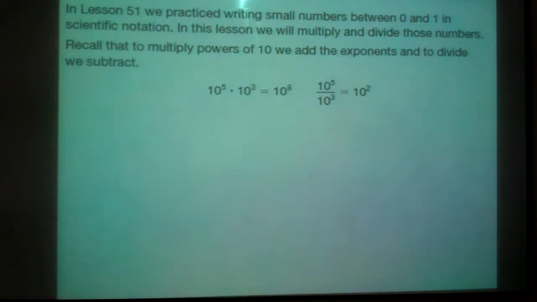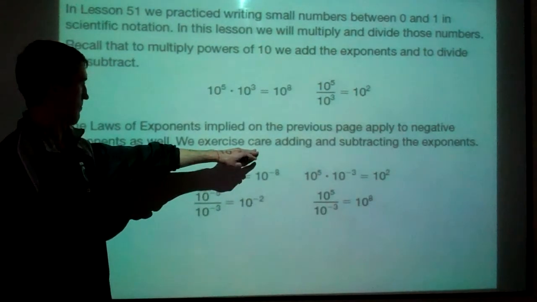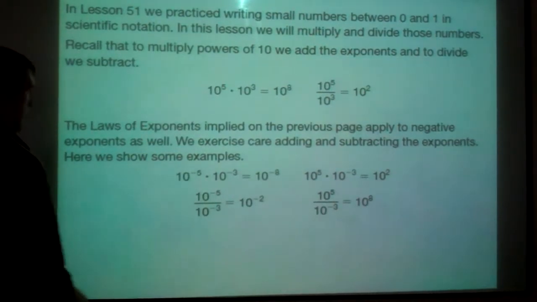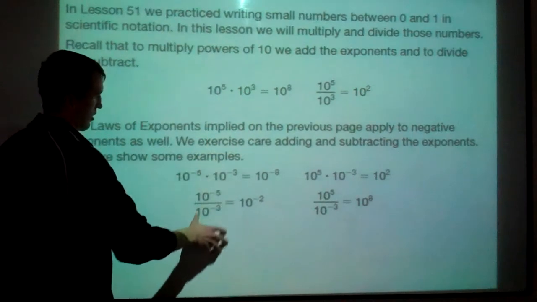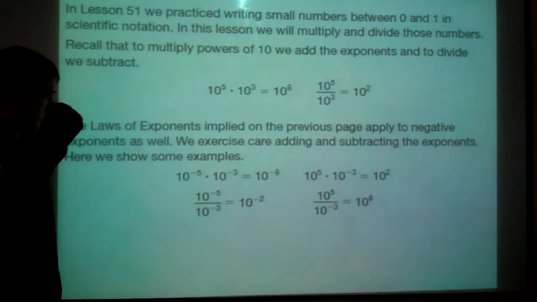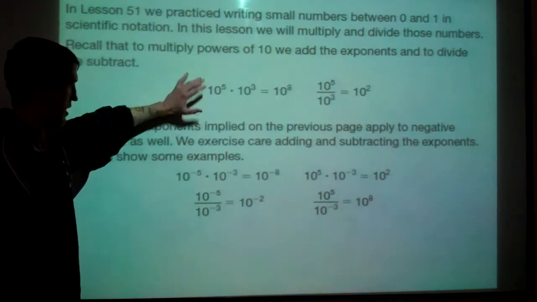But like I said, we're going to deal with these small numbers today. So the laws of exponents implied on this previous example, they also apply to negative exponents. And we can exercise care adding and subtracting the exponents. It's kind of a weird sentence right there. Basically all we need to know is that we can do the same things that we were doing up here with negative exponents. So I won't go through and show you the short or the longhand way, because now we know that that works.